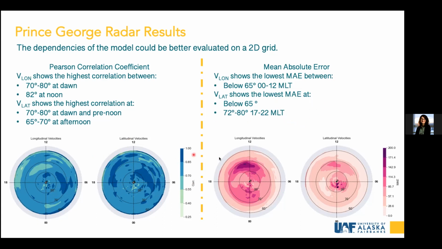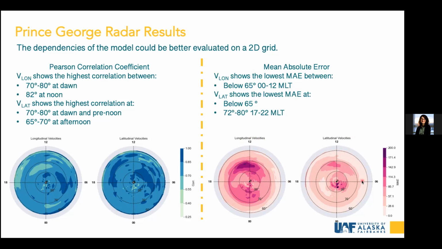In the mean absolute error sense, what we see on the longitudinal velocities is that the post-noon sector between 60 to 70 degree records a high mean absolute error. It is lowest here in the midnight to daytime, basically below 65 degrees. And the mean absolute errors in the latitudinal velocities are really high at very high latitudes, but lower, for example, between dusk to 22 MLT, around 72 to 80 degrees, and in these lower latitudes.